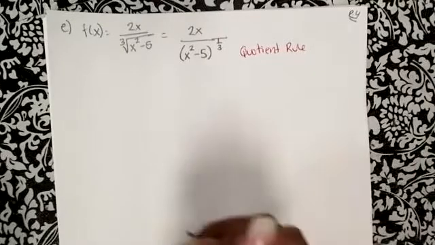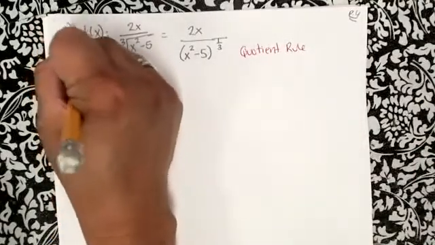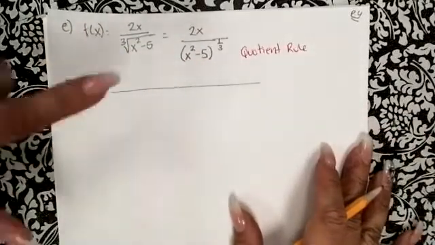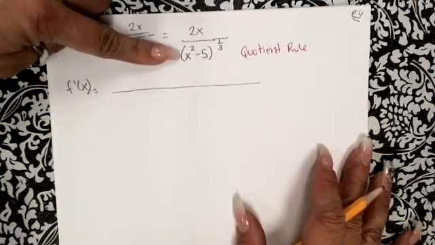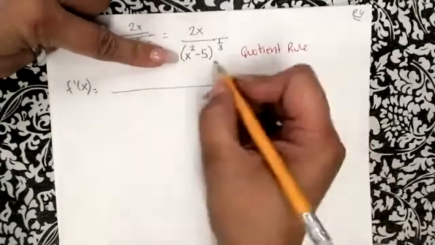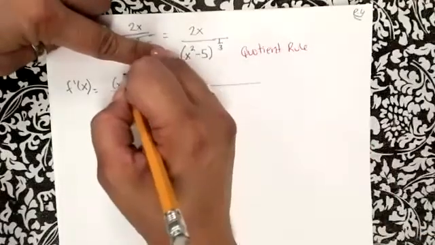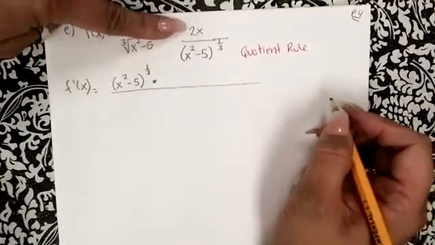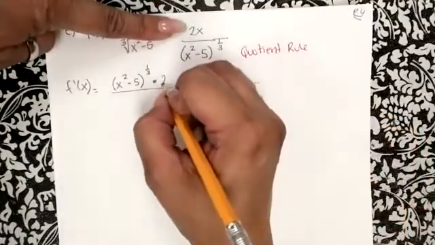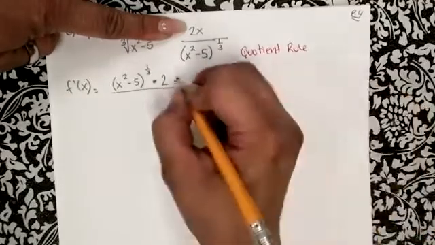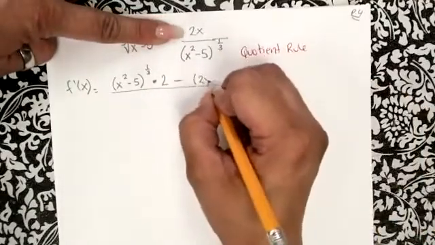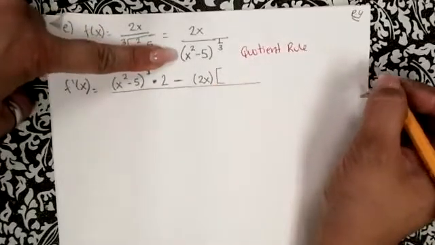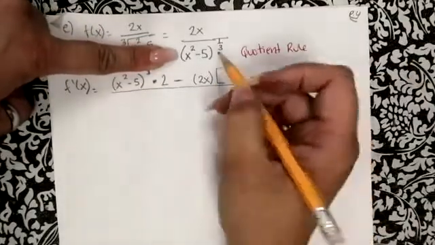Now on the quotient rule, the derivative of f is going to be f prime of x. It's going to be low d high subtract high d low. So low, keep the low the same. Now d high, the derivative of the top is going to be a 2. Subtract. Keep the high the same. Now when you're doing d low, you are doing the chain rule here. The d low is a chain rule.